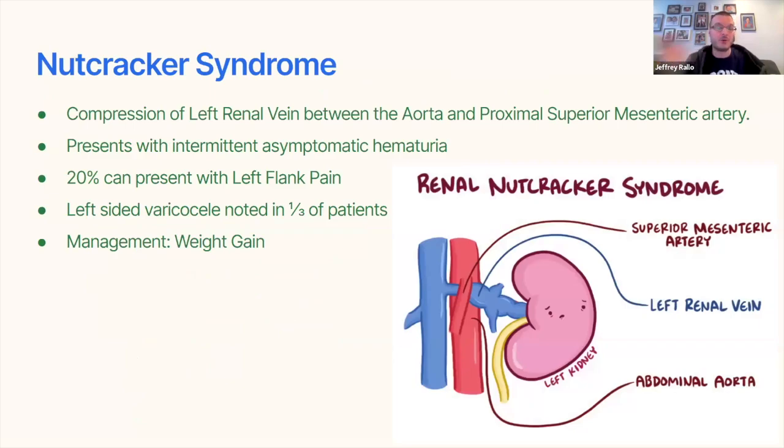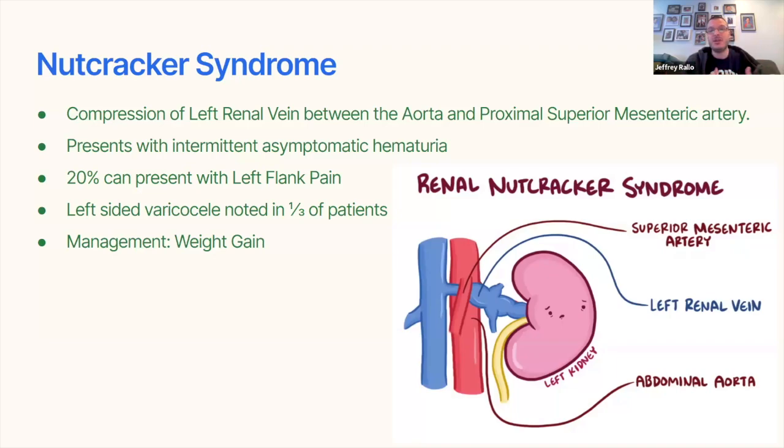All right, nutcracker syndrome. Think of it as SMA syndrome on the renal vein. Same pathology. It's actually the same 2 arteries that do the squeezing. It's the aorta and the proximal superior mesenteric artery. And that left renal vein runs right in between them. And if you're unlucky, super skinny, have a tight junction, I think it's something to do with the angle of how the SMA comes off the aorta, you can squeeze that left renal vein, cause backflow into the kidney, and you get what's called nutcracker syndrome.